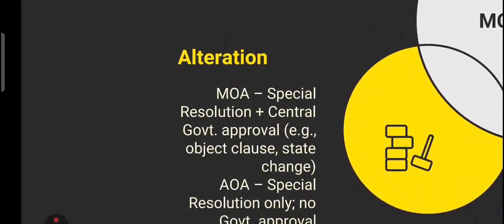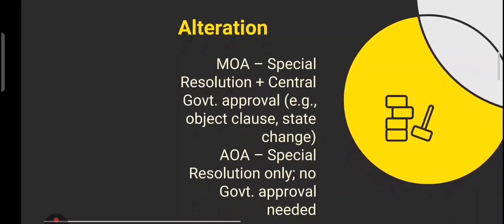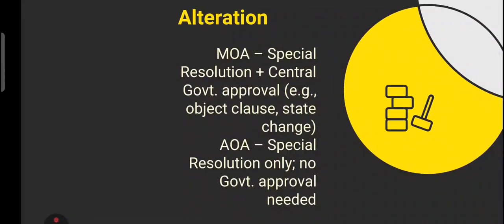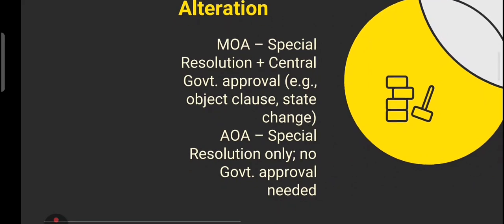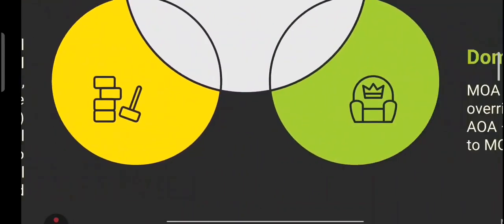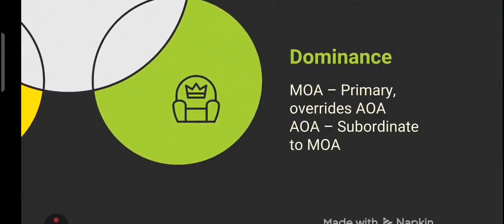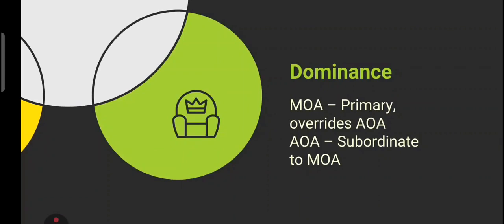Then we have alteration. Changing the MOA needs a special process, which means a resolution and government approval. But changing AOA is easier. Just pass a special resolution, that's it. Now have a look at the dominance. MOA is supreme. It sets the foundation, but AOA comes after. It works within the limits set by MOA.